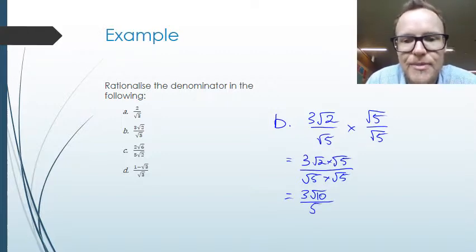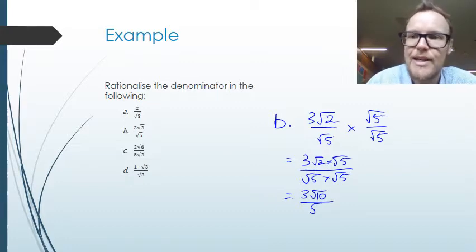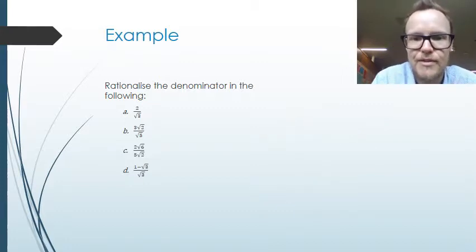Now there's nothing I can simplify with this expression. There's no factors of 10 that are perfect squares or anything like that, so I can't do any more with that one. It's as rationalised as they come.